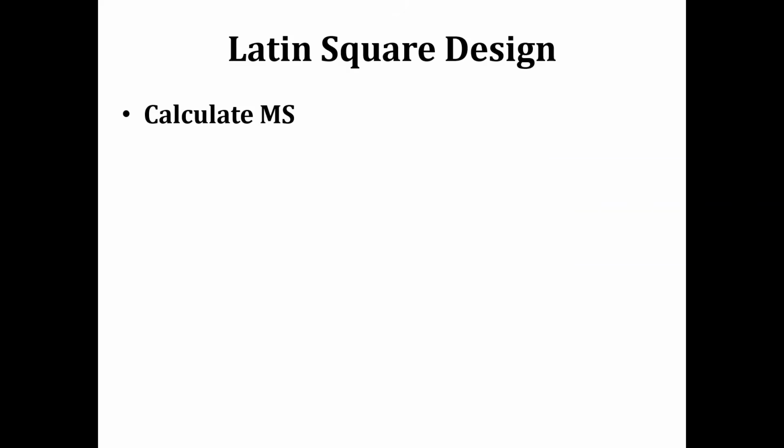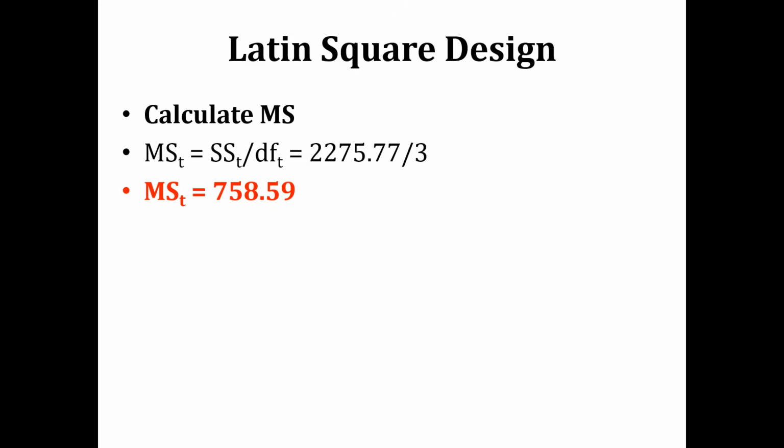Now we calculate the MS, which is the mean sum of squares or variance. And this is the variance or MS for treatment. And this is going to be calculated by dividing the sum of squares treatment by degrees of freedom treatment. So we have 2275.77 divided by 3. And we have 758.59 as the variance or mean sum of squares for treatment.